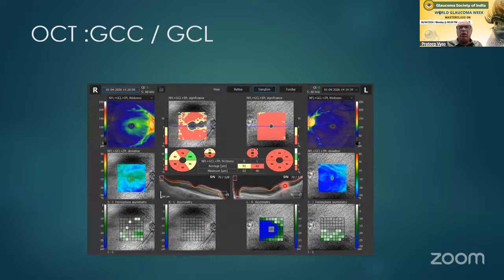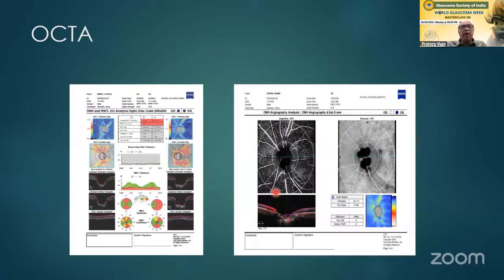You can look at over here the NFOS image, and you can see that there is a significant thinning of the RNFL over this area. And the floor is 40 micron, and this patient is at around 60 micron. So still we can image this patient and we can assess the progression on subsequent follow-up.